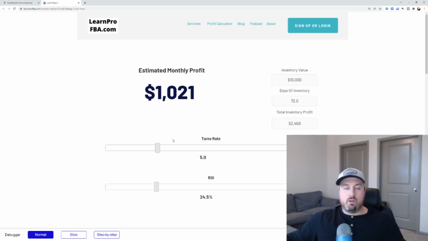Ever since I started doing wholesale FBA, my turns has fluctuated between 4 and 8, but most of the time it's around 5 or 6. So I'm going to keep the low end here and just say that my turns rate is 5.